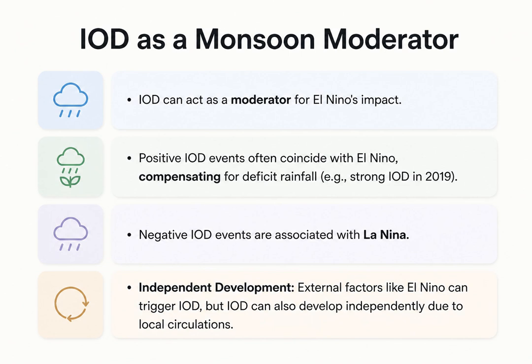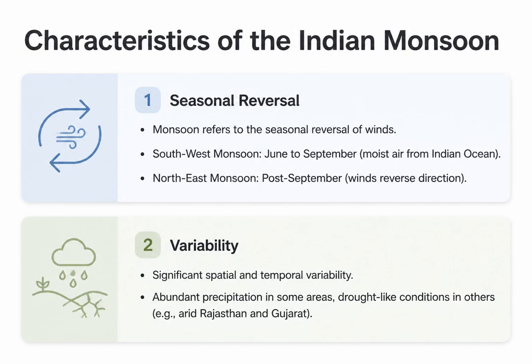The IOD often acts as a moderator for El Niño. El Niño typically suppresses the Indian monsoon, but if a positive IOD occurs at the same time, the extra moisture from the warm Arabian Sea can compensate for the El Niño deficit, as we saw in 2019. Furthermore, while El Niño can trigger an IOD event, the IOD can also develop entirely independently based on local Indian Ocean circulations. Let's zoom out and look at the defining characteristics of the Indian monsoon.